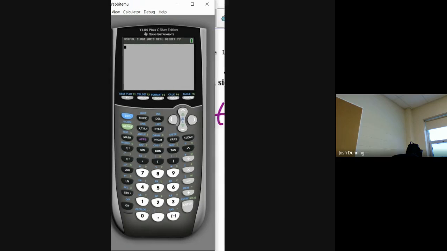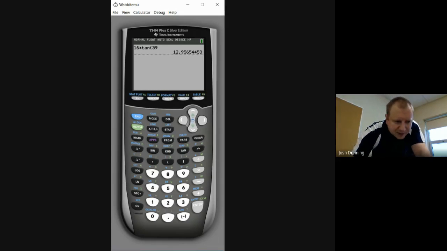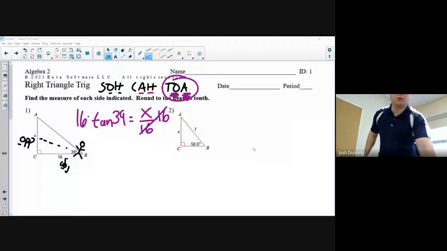You can just type this in. The question said 16 times tangent 39 when we solved it. So 16 times tangent 39. Hit enter. 12.9. Now, I don't remember where the question says to round. It says round to the nearest 10th. So if you bump that 9 up, it becomes 13.0. I'll go back to the notebook now. So 13.0.